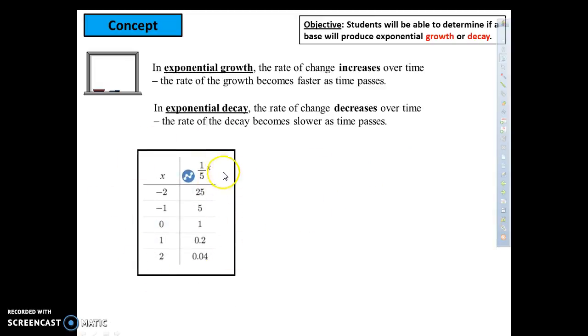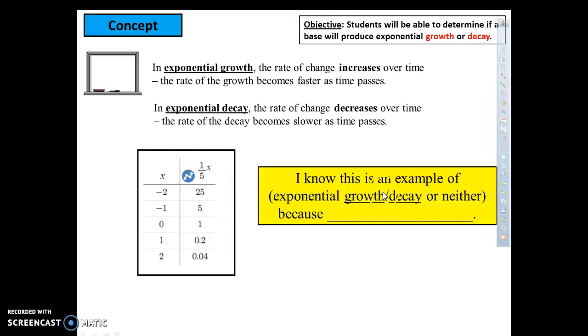Here in a table form, these are our output values. So I go from 25 to 5 to 1 to 0.2, 0.4. Notice that these values are decreasing. So would this be growth or decay? Well, all of the values, my rate of change is decreasing. Right? Our values are going down. We're decaying. So this is exponential decay because the rate of change is decreasing over time.